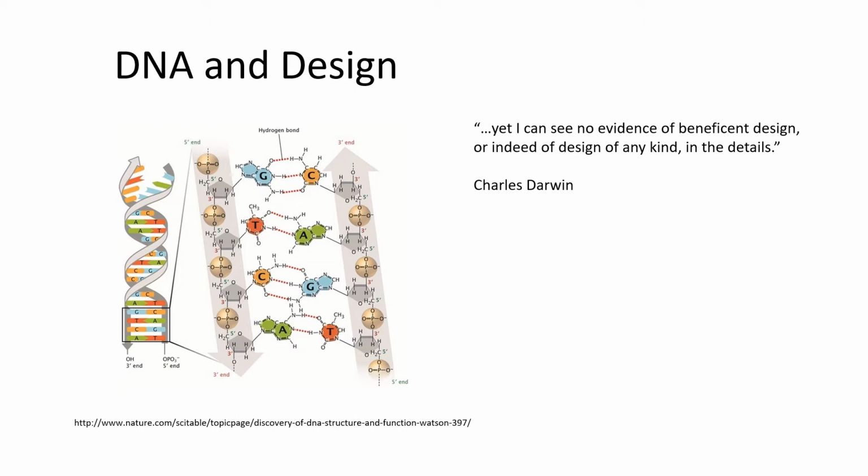But I'd like to begin with a quote attributed to Charles Darwin from one of his letters, where he begins by saying that he can't dismiss the universe as haphazard, but he says, yet I can see no evidence of beneficent design, or indeed of any design of any kind in the details.